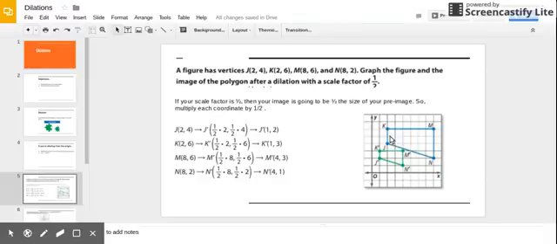If you don't believe me, check out the sides. This side is 2. This side is 1. This side is 1, 2, 3, 4, 5, 6 boxes long. This side is 1, 2, 3 boxes long. That's just a quick way to check yourself. This is 1, 2, 3, 4. Well, half of 4 is 2. 1, 2. The image is literally half the size of your pre-image.